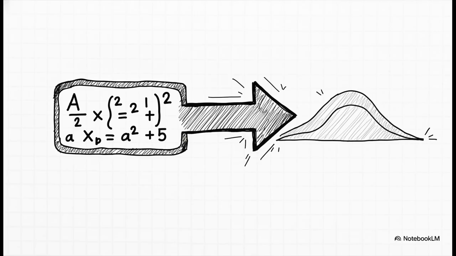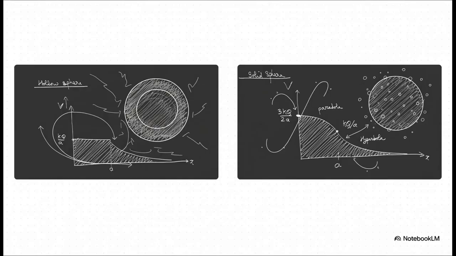These formulas are powerful, for sure, but to really get a feel for them, we need to see them. So let's plot these results and actually visualize the energy landscapes we've just spent all this time calculating. On the left, you've got the hollow sphere. On the right, the solid sphere. These graphs are basically a visual summary of everything we've just figured out. They show the potential on the vertical axis versus the distance from the center on the horizontal axis.